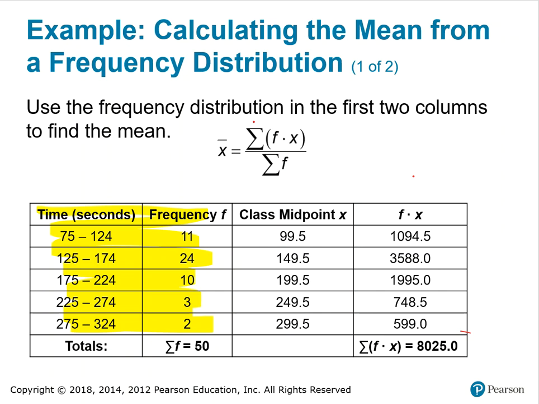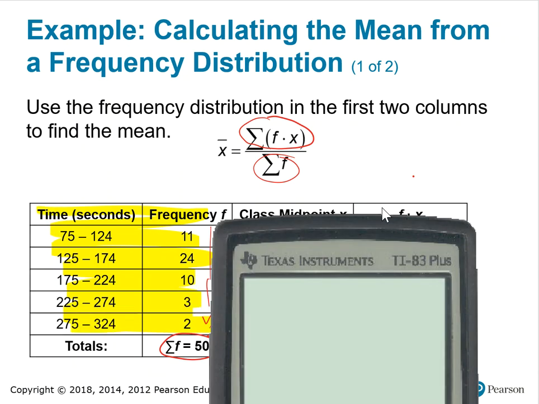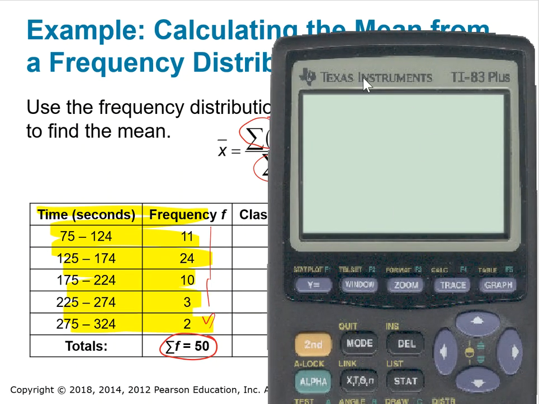I need to find the numerator, which is the sum of each frequency times the class midpoint, divided by the sum of the frequencies. The sum of the frequencies is pretty easy to find. You simply add the column of counts in order to find the total. And then the class midpoint, remember, the class midpoint is halfway between the upper and lower data values, or the upper and lower limits of a class.